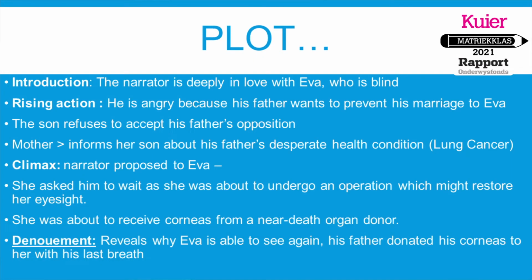Okay. Now, here, I've written it out instead of the little column. The narrator is deeply in love with Eva. Then he's angry. So I've drawn a little picture for you, but these are the words. The son refuses to accept his father's opposition to this. His mother, what does she do? She informs the son about his father's desperate health condition.